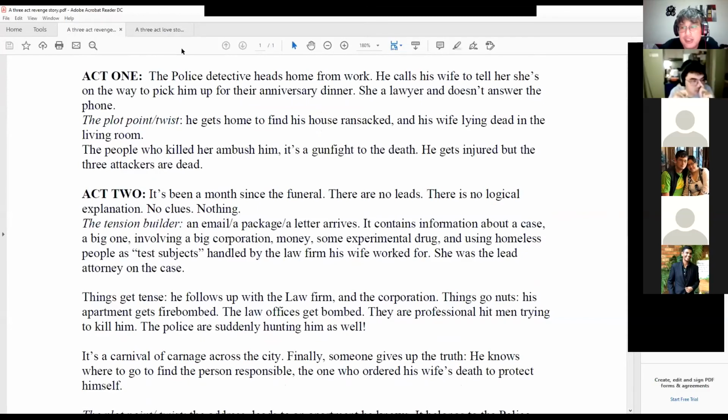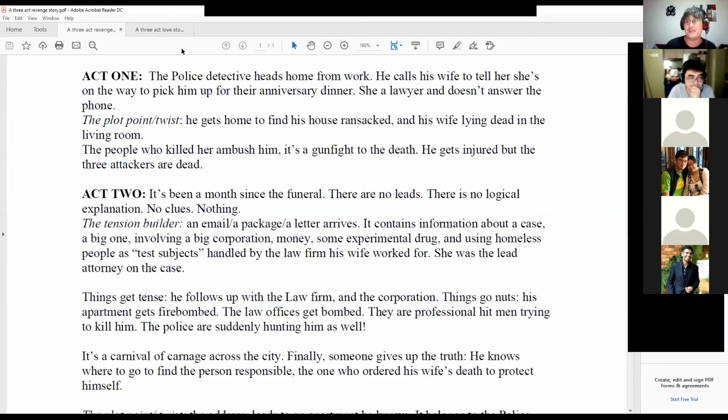All right, Act 1. You have the police detective heading home from work. He calls his wife, they're on the way home and everything. Your first major plot twist in that setup is he gets home, his house has been totaled, his wife is lying dead in the living room, and he gets attacked by the very people that ambushed her. It's a gunfight to the death.